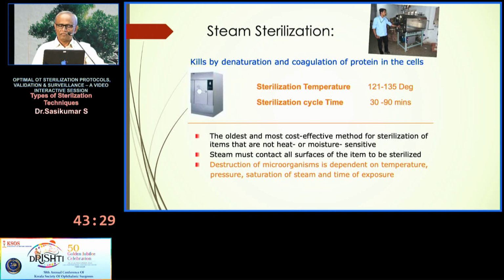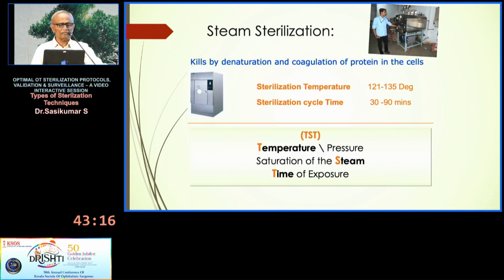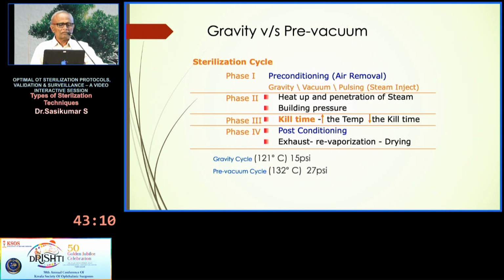If the steam is too wet or too dry, it is not suitable; 100% dry steam also is not suitable. Steam should contain less than 3% moisture. Here the temperature, the saturation of the steam and the time of exposure are very important in an autoclave. There are several types of autoclave, the gravity and the pre-vacuum.